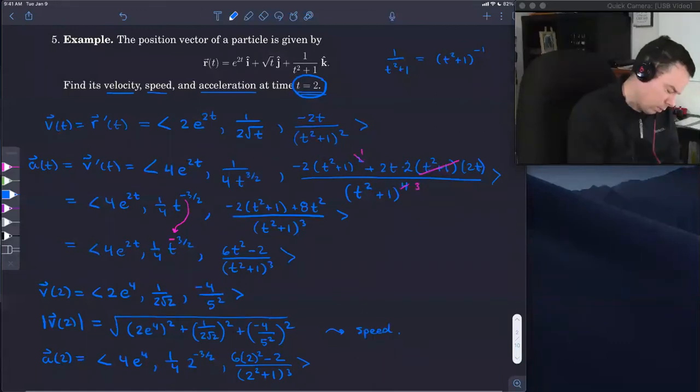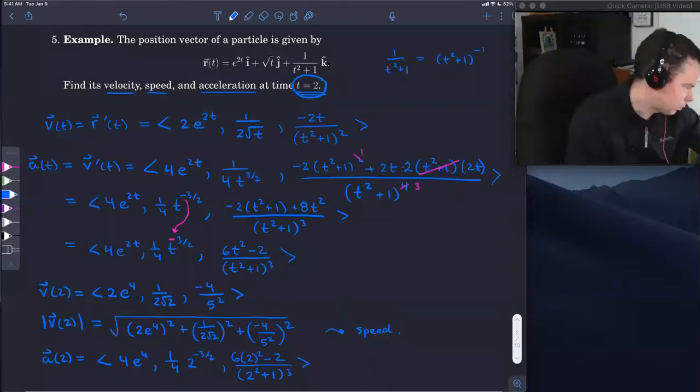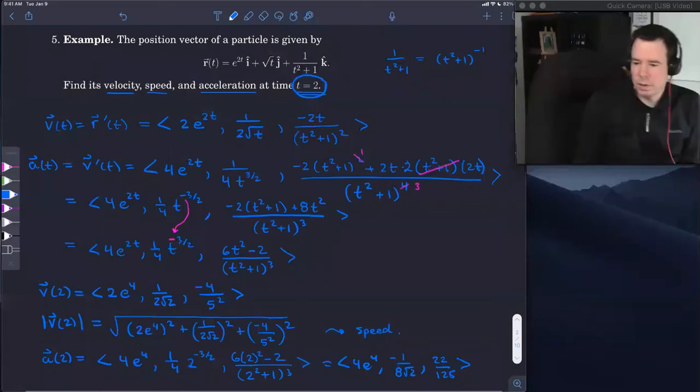And we can simplify this thing. Let me just jot down what the final result is. I've probably pre-calculated it somewhere. Here we are. Nope, I'm on the wrong page. And so it works out to be, we've got 4e to the 4th. We've got a negative 1 over 8 root 2, and the last one is 22 over 125. And so there is our acceleration vector.